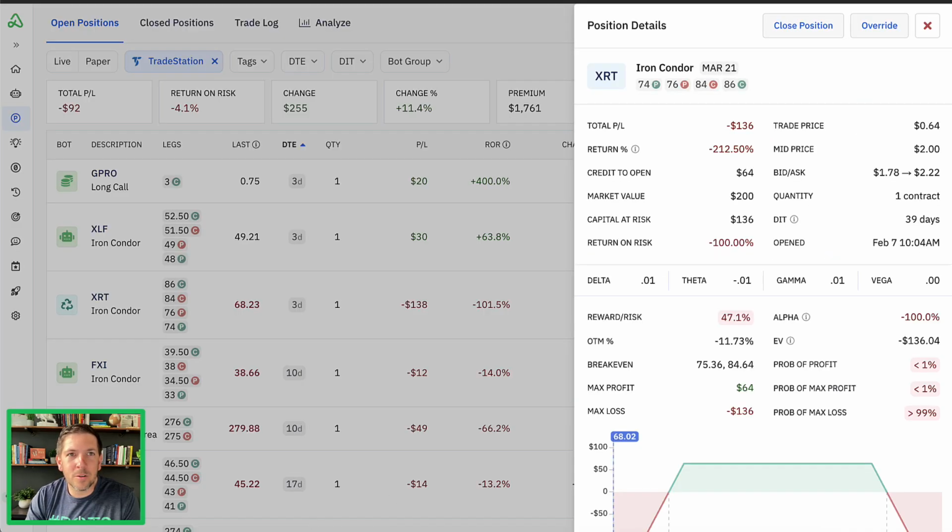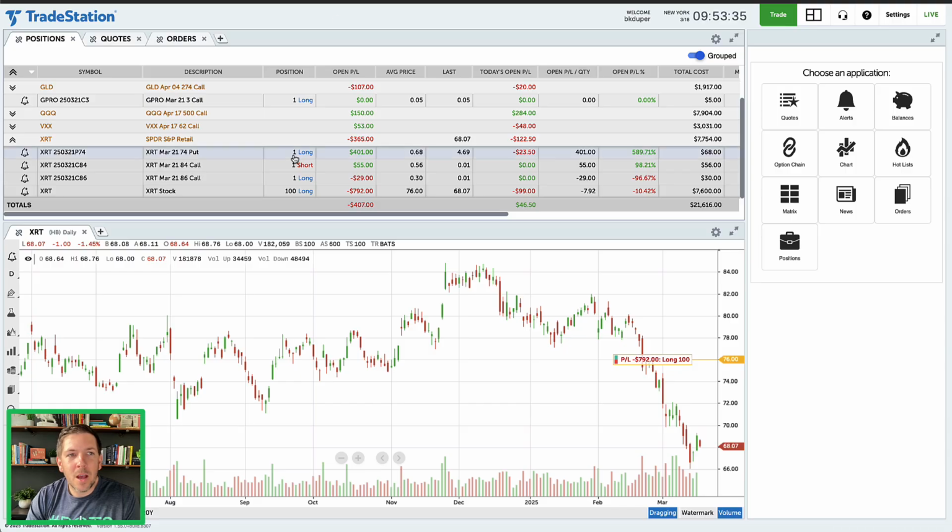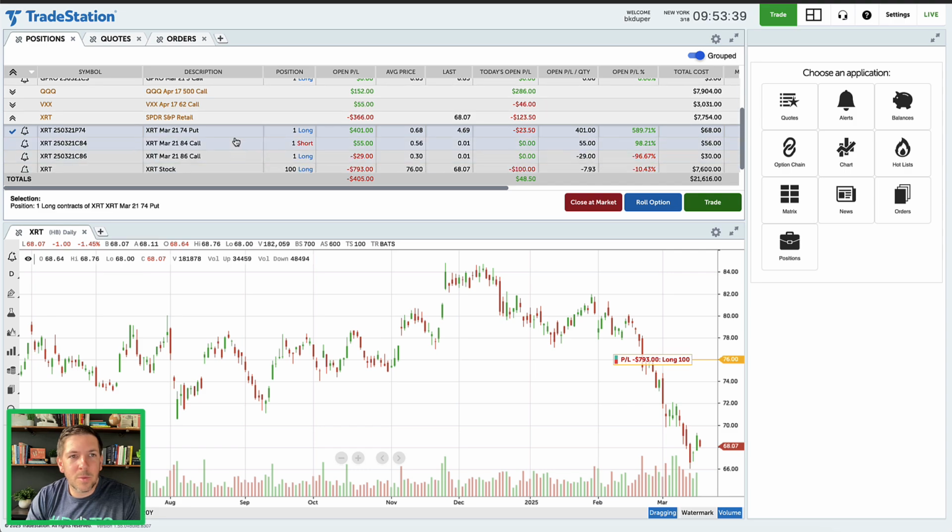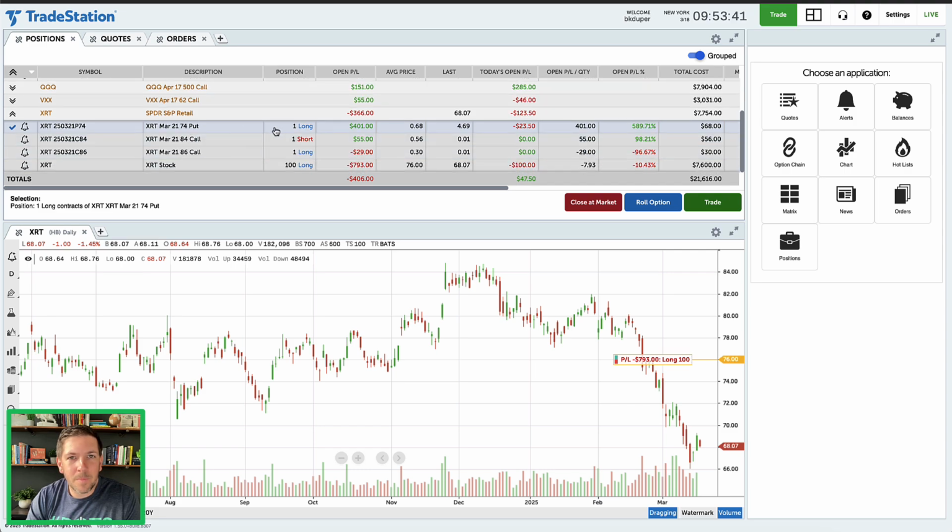So if I go over to my TradeStation web app, I'm going to go ahead and click on these strikes. So I'm going to click on the 74 strike put. Remember, this one right here, we had the individual leg price at $68, but now it's gone up in value and now it's worth $469. This makes total sense. XRT has absolutely crashed. This was our 74 strike long put. So of course it's gone up in value. That's what we would expect to see.